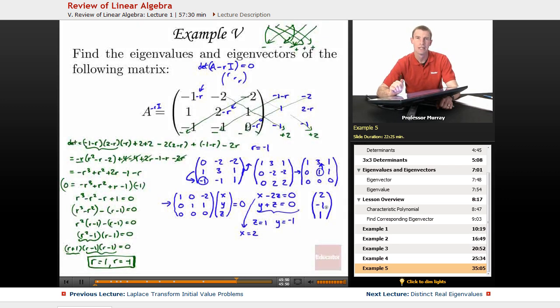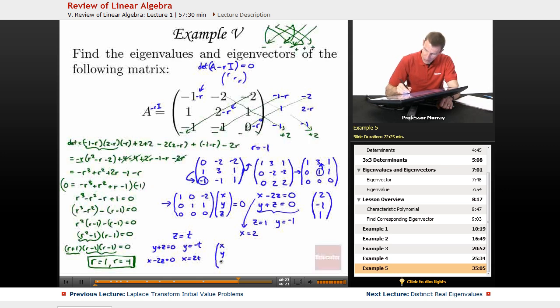Now, if you're uncomfortable with that, if you're not quite sure how I did that, you can solve this by free parameters. You just set z to be an arbitrary free parameter t. Since y plus z is equal to 0, you get y is equal to negative t, and since x minus 2z is equal to 0, you get x is equal to 2t. So you'll get x, y, z equal to 2t, negative t, t, and you could factor out the t and just get 2, negative 1, 1 times t. And then if you take t equal to 1, you just end up with that same eigenvector that we found by my little trick of just taking the last entry to be 1.